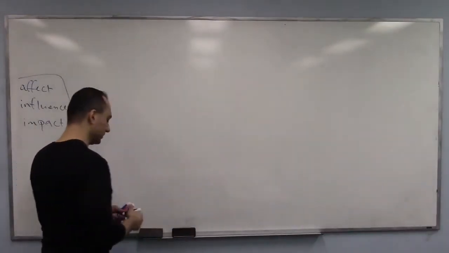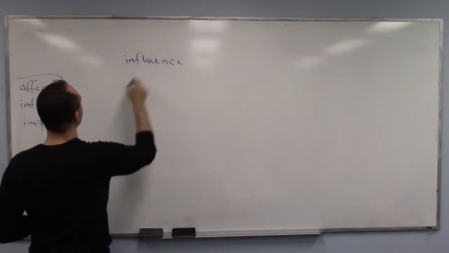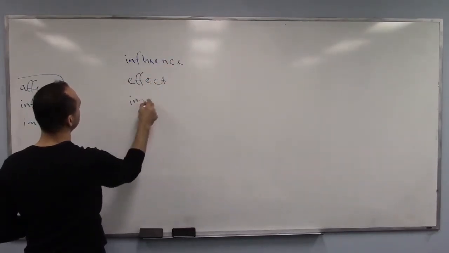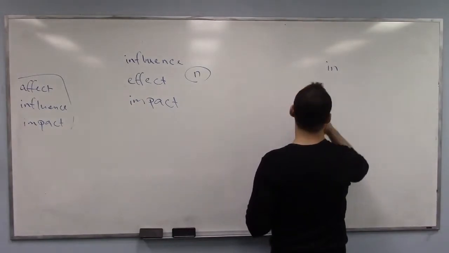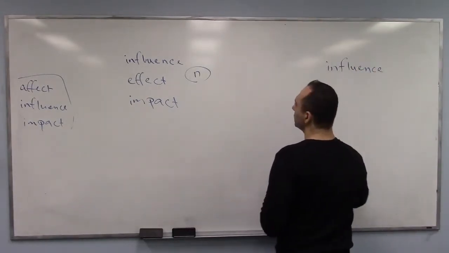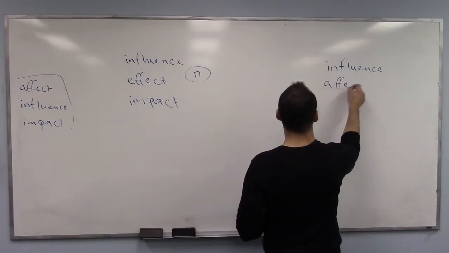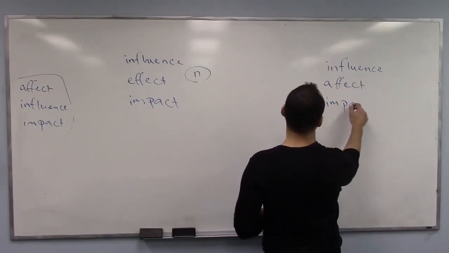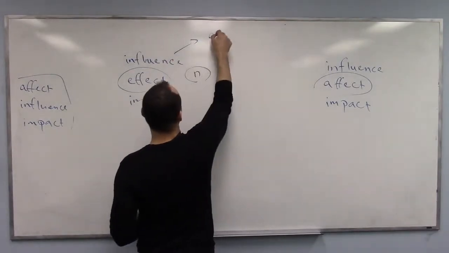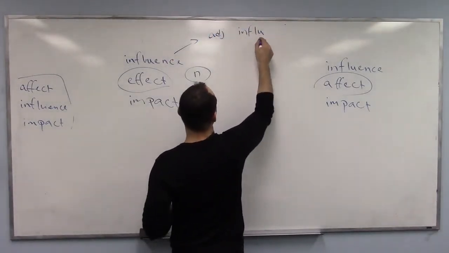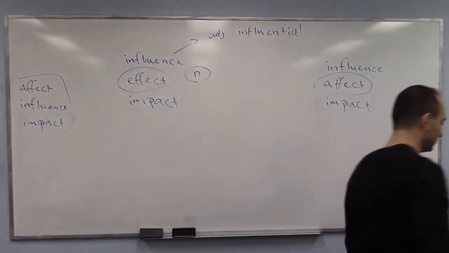So, we have influence as a noun, effect, and impact. These are nouns. As verbs, influence would be influence again. Effect will become effect, and impact will become impact. Nothing happens. The only word that changes here would be this. But influence as an adjective would become influential. I'm just not sure about the spelling.